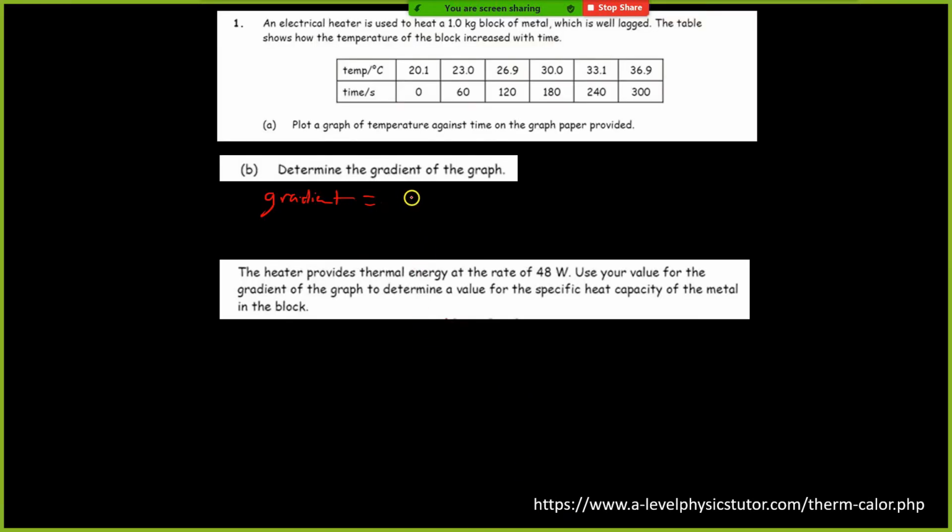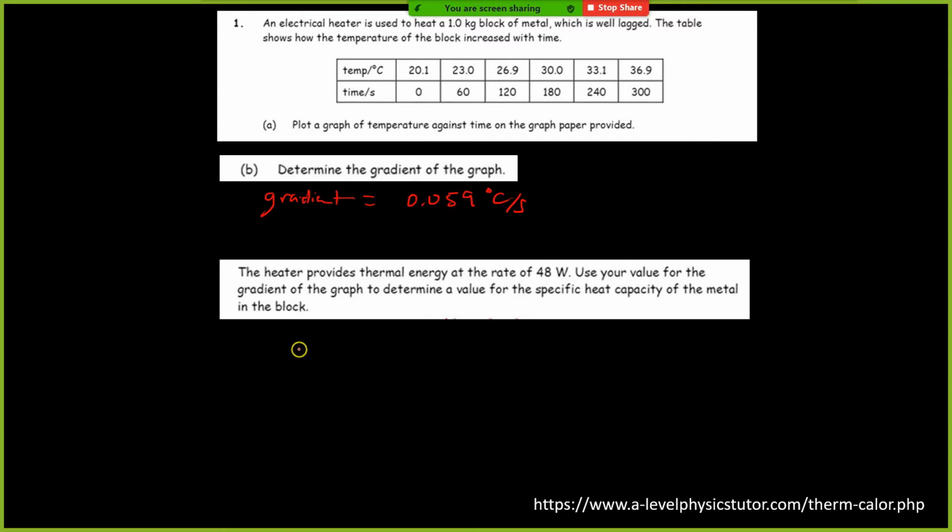So my gradient here is equal to 0.059 Celsius per second. Now having said this, let's move on to the question. This question is related to finding the heat capacity of a metal.